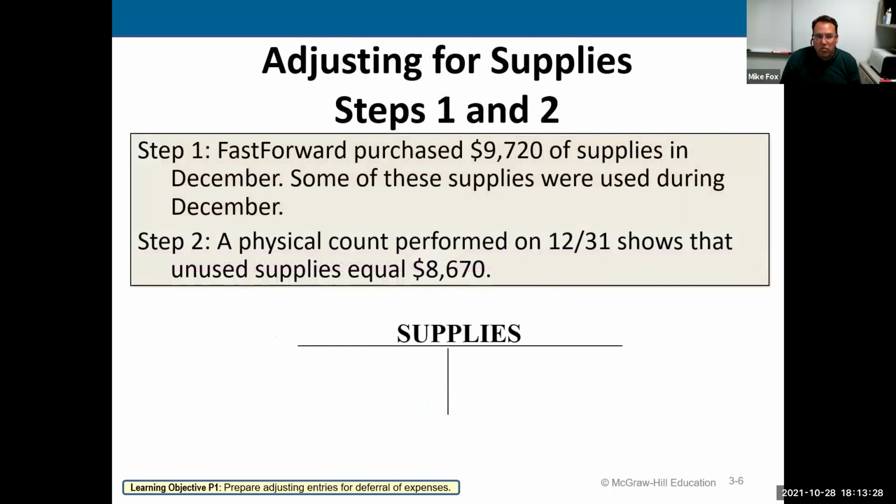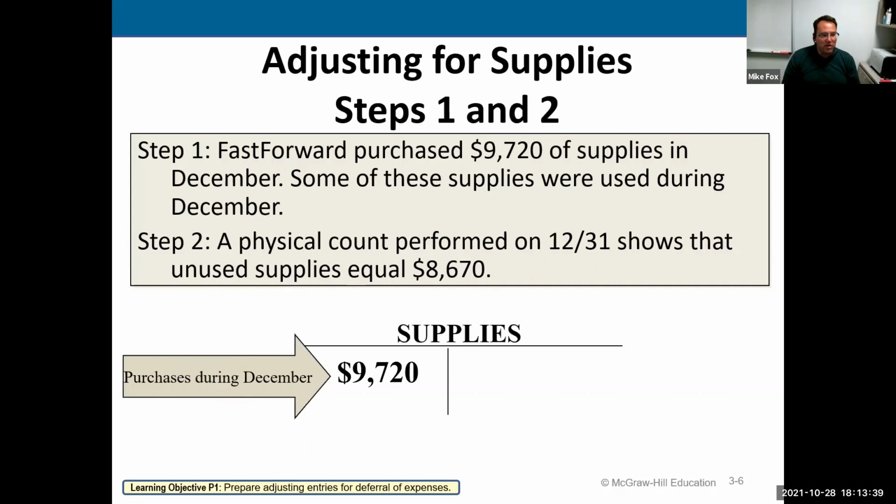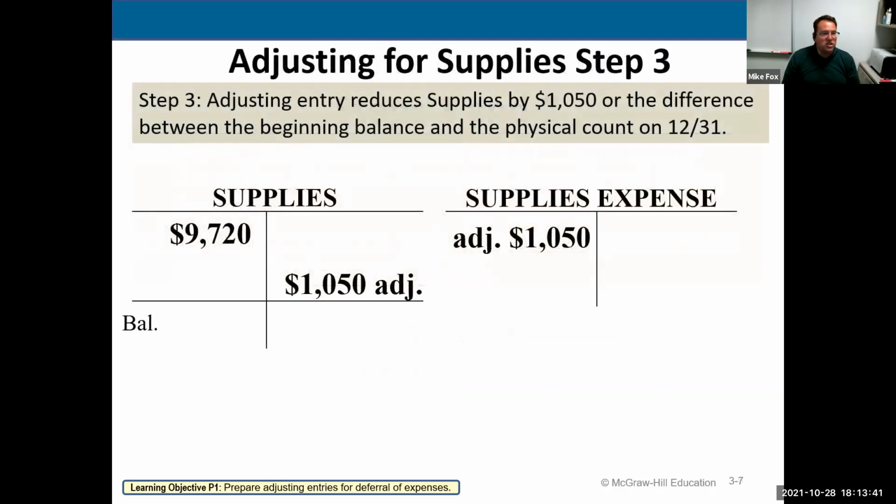Supplies work the same way, in that when we purchase supplies, our supplies asset goes up, and supplies are things we're going to use in the future. So when we purchase the asset, we debit that, and we would have been crediting cash. But the way it's a little bit different is at the end of the period, what you usually do is you count up the supplies and see how much you used during the period.